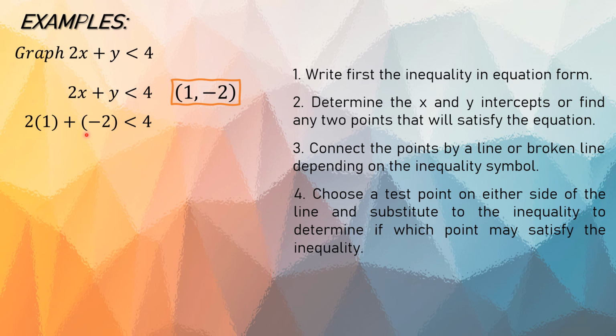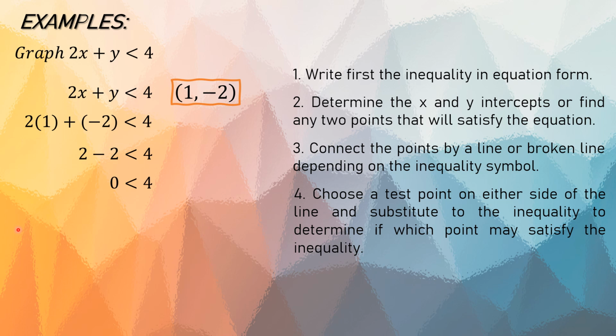And then, kaya tayo naglagay ng open and close parentheses sa negative 2. Ito ay dahil hindi pwede magkatabi ang dalawang sign. So, magiging 2 times 1 plus negative 2 less than 4. Next is to simplify. So, magiging 2 times 1 is 2. And then, positive times negative will be negative and then bring down less than 4.